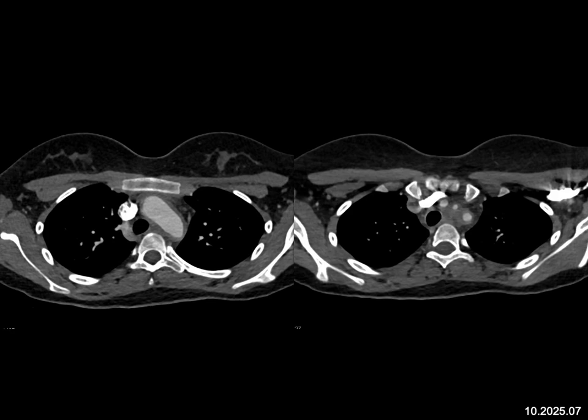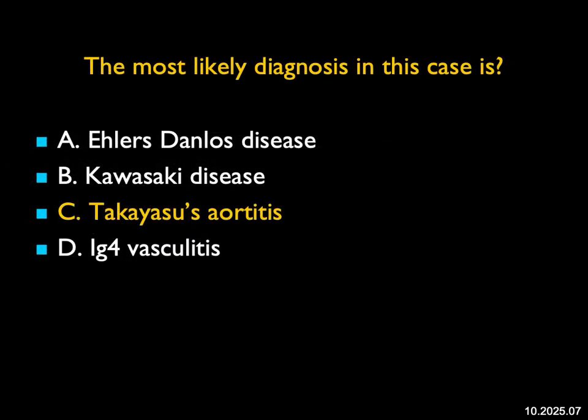The disease that classically involves the left subclavian artery and the large vessels of the arch, but particularly the left subclavian artery, is Takayasu's aortitis. Just a really nice example.